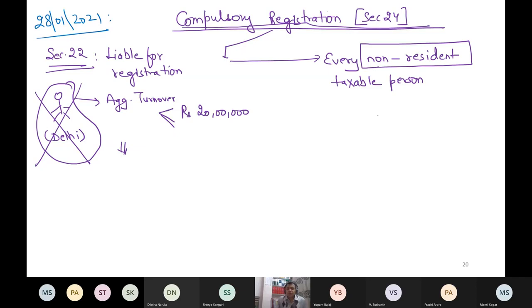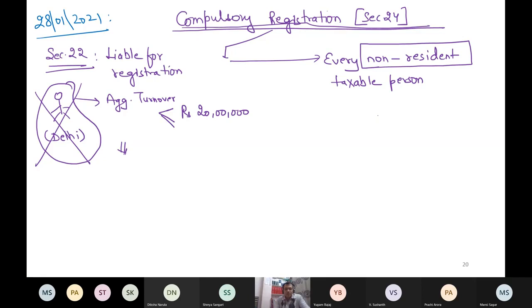So in 22, you become liable when you achieve some criteria, the criteria being aggregate turnover, for example. But in 24, there is no need to achieve any criteria; by default you become liable. This is the main difference. Technically there is a difference, but both are telling me the same thing. When someone asks who has to take GST registration, the answer is both these sections, 22 as well as 24. In 22, you become liable when you fulfill some condition. In 24, by default, you are liable.